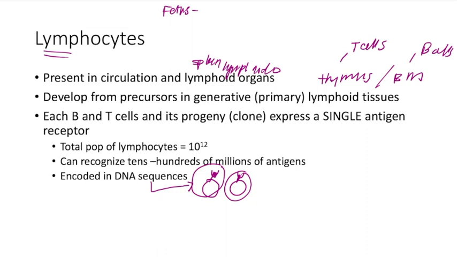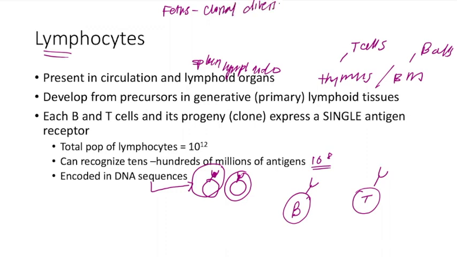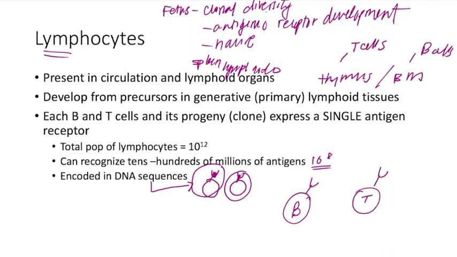Hundreds of millions of antigens. It's actually 10 to the 8th is what they believe are circulating as immunocompetent lymphocytes. Each B and T cell and its progeny express a single antigen receptor. On a B cell, we will have a receptor. On a T cell, we will have a receptor. So the lymphocytes leave the primary lymphoid organs as immunocompetent but naive. So the fetus is where clonal diversity begins, and that is antigen receptor development. They are considered naive because they have not been exposed to antigen yet.